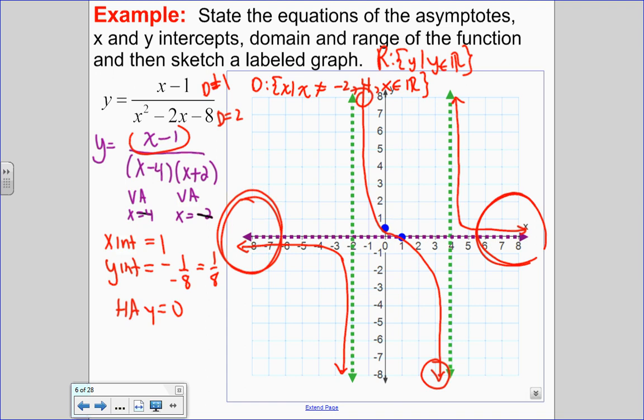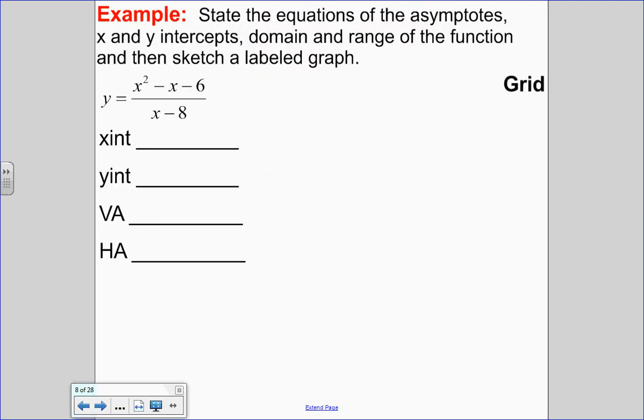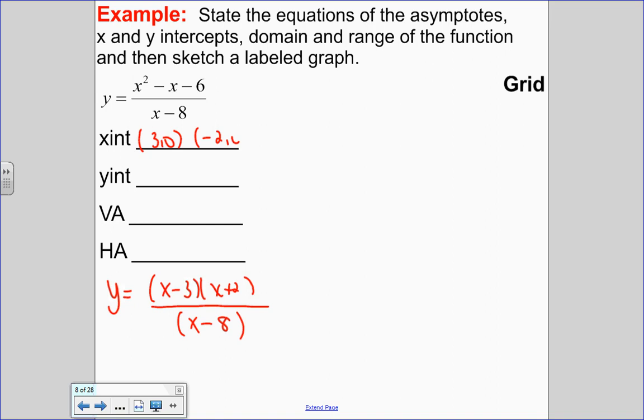Okay, let's try another graph. So this one here. I want to state the equations of the asymptotes, the x and y intercepts, and then domain and range, and do a labeled sketch. Okay, so for this one, I'm going to factor my numerator, x minus 3, x plus 2, and then I leave my denominator. The x-intercept: set the numerator to 0. So x minus 3 becomes an x-intercept of positive 3. x plus 2 becomes an x-intercept of negative 2.